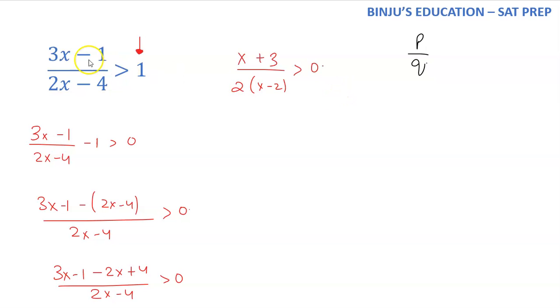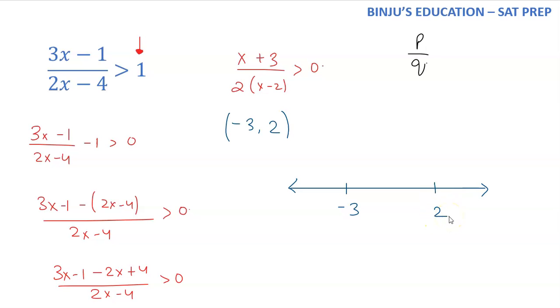So your two critical points will come out to be minus 3 and 2. When x plus 3 is 0, x is equal to minus 3. When x minus 2 is 0, x is equal to 2. So put that on the number line. You're going to have minus 3 and you're going to have 2.